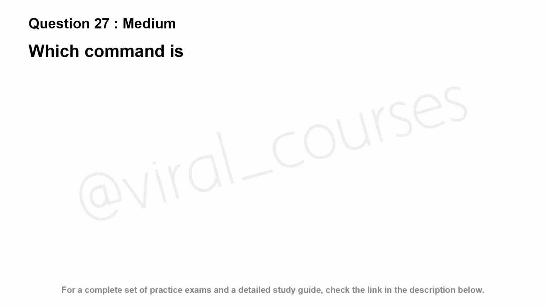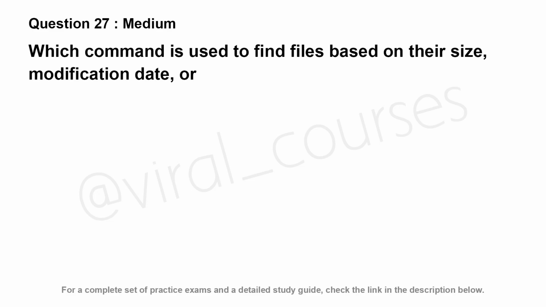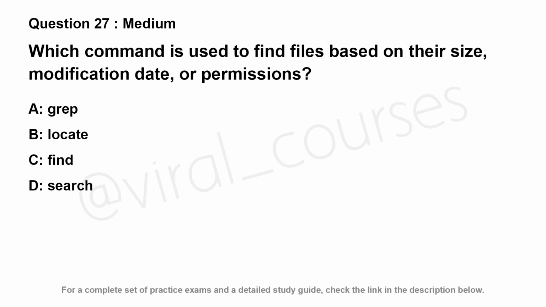Which command is used to find files based on their size, modification date, or permissions? Option A, grep. Option B, locate. Option C, find. Option D, search.